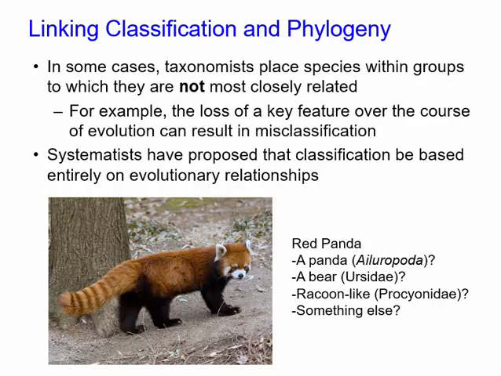Again, ideally, we want our taxonomic schemes to match up with that actual evolutionary history. So the red panda has been classified in a few different genera and a few different mammalian families over the years. Is it a panda? Is it a bear? In the Ursidae? Is it raccoon-like? They've been classified with raccoons, and there have been others that have been proposed. So it's kind of been, from a taxonomic perspective, a hard one to pin down. So how do we answer this?